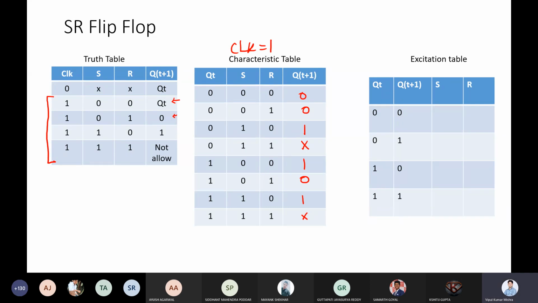Okay. Now I want to make a Boolean function for this. So how can we make a Boolean function for this table? What do we have to do? K-map. Simply we can take a K-map, where we have 3 inputs Qt, S and R, and one output Qt plus 1. So let me draw a K-map quickly for you.